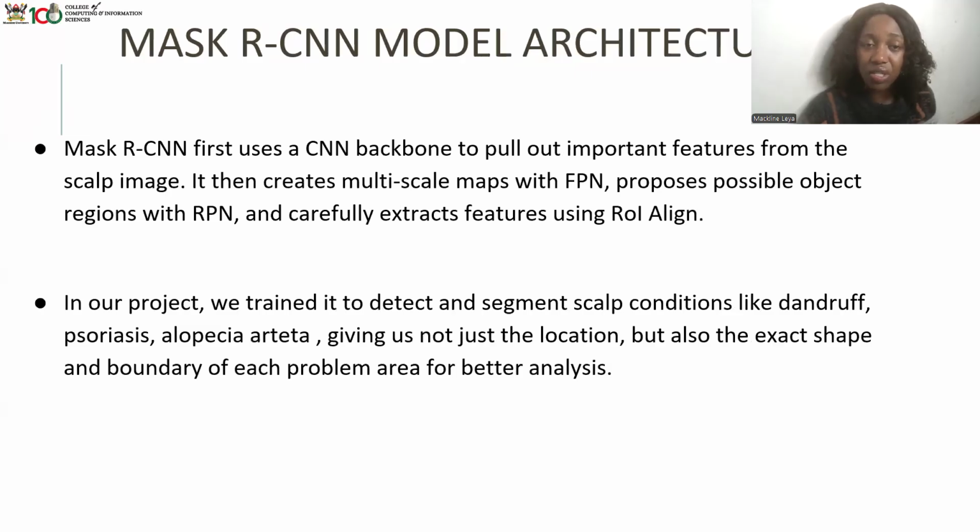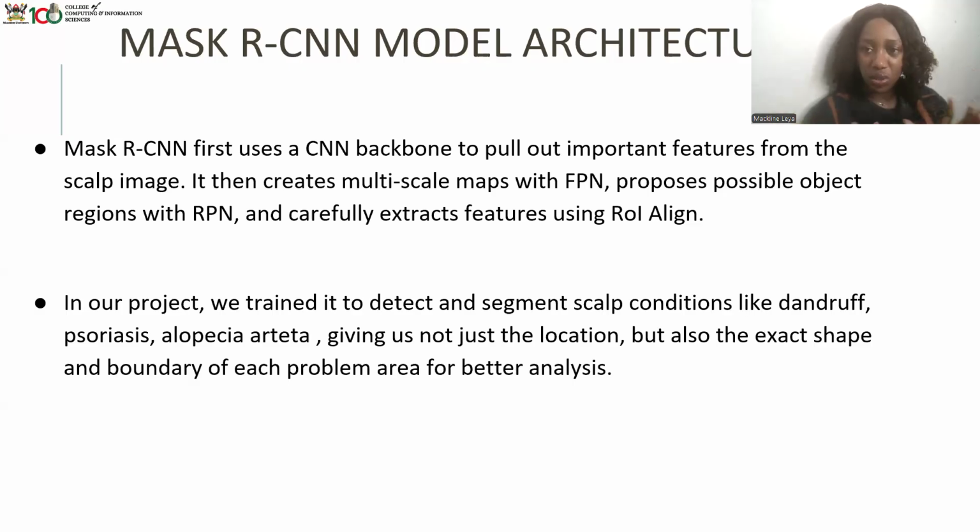So we have another one. It's called the Mask R-CNN model architecture. This one uses a CNN backbone as the other one did to pull out important features from the scalp image. Because it has a convolutional neural network, it is very able to pull important features from the scalp image, talk about the edges, the texture, all the features. Afterwards it creates multi-scale maps with an FPN. This is the feature pyramid network.